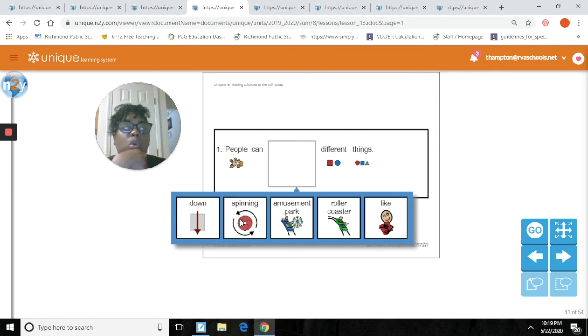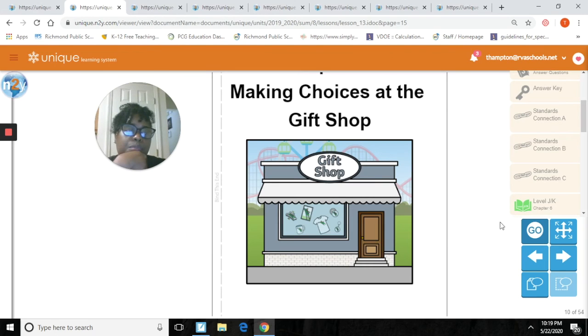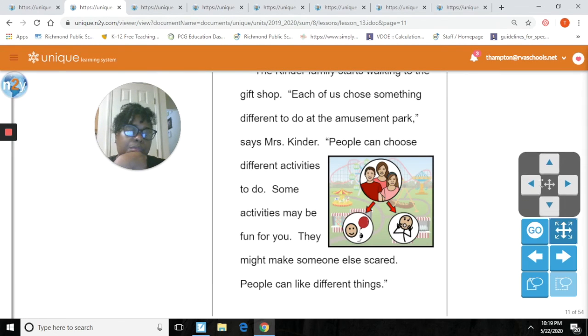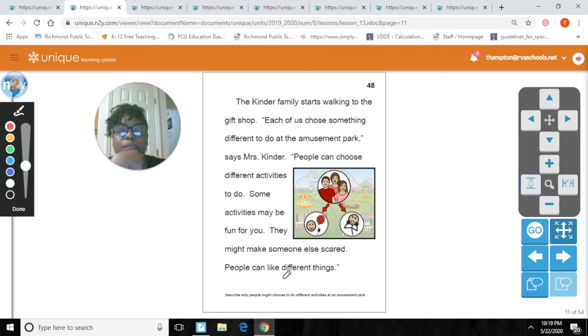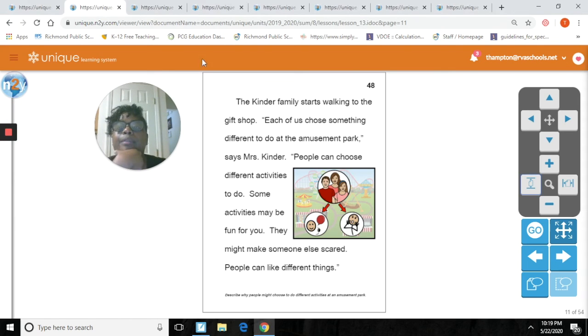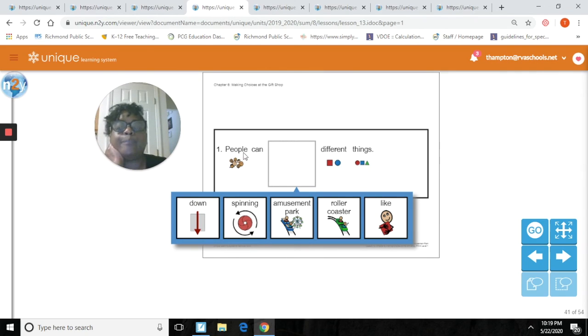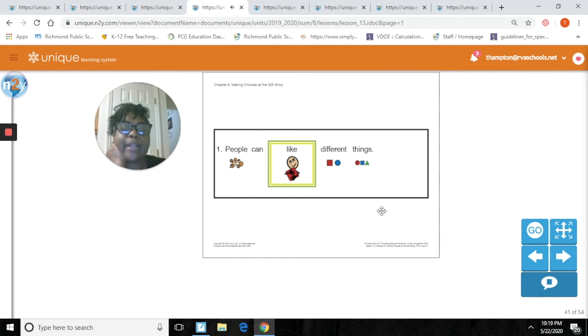Okay? So now what we're going to do is we're going to go to our story to help us find the answer. And we see here that the Kinder family, they start walking to the gift shop, right? And we see right here that people can do what? Like different things. Okay? So our key word to look for was people, because that was one of our focus words in the question. So we're going to put like there. Okay.